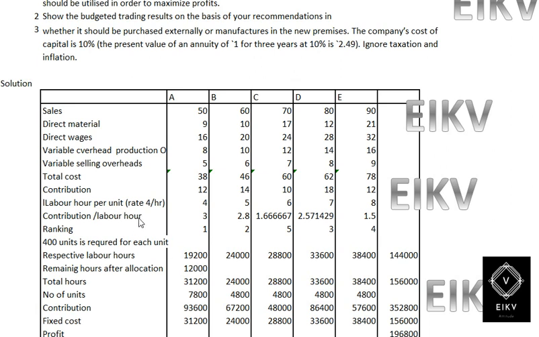So we got the contribution per labor hour as 3, 2.8, 1.66, 2.5 and 1.5. Among these 5 contribution per labor hour figures, the highest should be ranked as 1. So we need to take the highest and rank it as 1, and respectively the next lower one is 2.8, which is the product B, which should rank as 2, and then we have the product D, which is ranked as 3, which is 2.57, and so on.